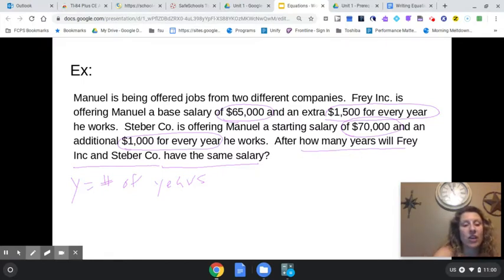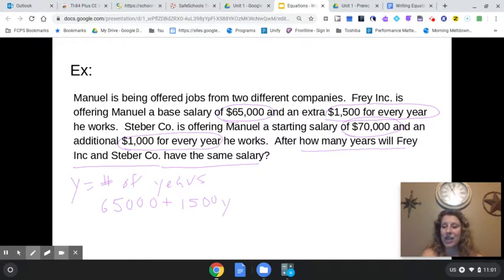We start at $65,000. So that's our starting salary. And an extra, so we're earning more than that, so plus $1,500 for every year. $1,500 for every is another way that you could say per. So $1,500 per year. So times the number of years, which is y.